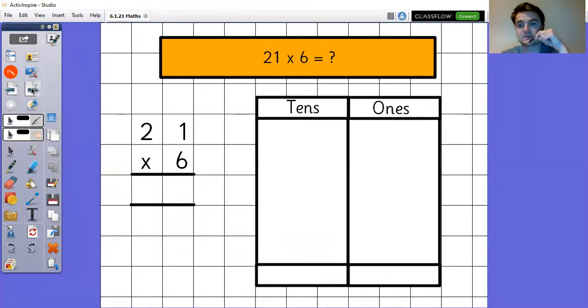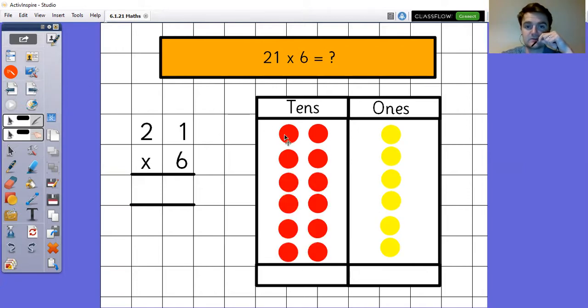Finally, we can see the visual representation of it. So here I've got 21 times 6 again, and I've got my tens and ones grid there. Here I've put a physical representation of 21, where I've got 2 tens and 1 one. And what I'm going to do is I'm going to make it so that I've got 6 of them. So 1, 2, 3, 4, 5, 6.